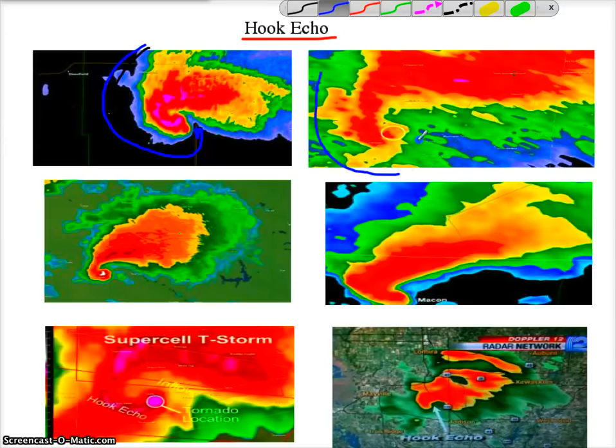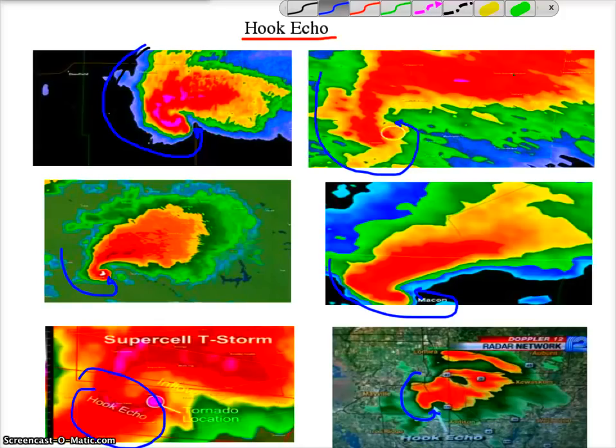Same thing here. The hook is right there. You can see a definite hook right here. Got a hook echo right here. Hey, this is Georgia. I see Macon. That's in South Georgia. And they're labeling the hook echo for you right here. And you got the hook echo right here. So that is kind of a characteristic that people are looking at whenever they have tornado possibilities.